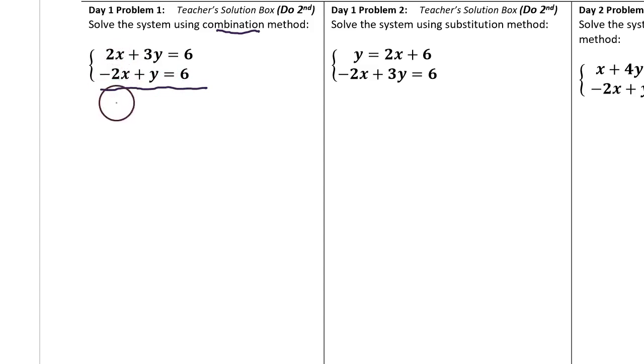2x plus negative 2x cancels away. 3y plus 1y is 4y. 6 plus 6 is 12. Now solve this equation by dividing by 4. We get y equals 3.